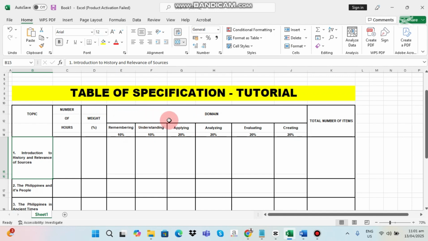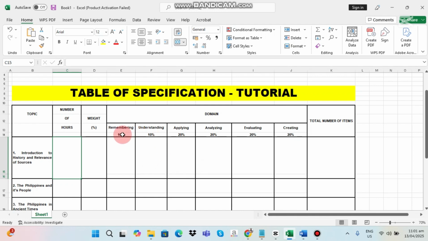I know for all the aspiring teachers out there, the table of specification, or what we call the TOS, is very essential in making our test questionnaire for the students. So for today, I am going to show you how to make a table of specification step by step so that it would be easier for you to understand, especially for those newcomers or new teachers in the field. So this is for all of you.